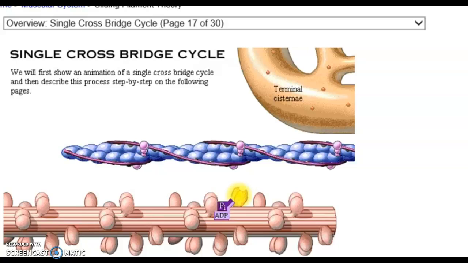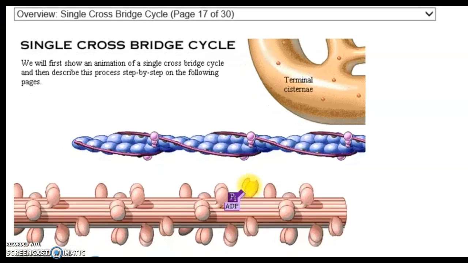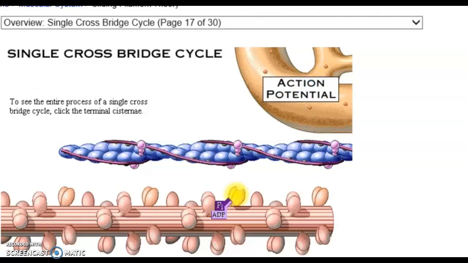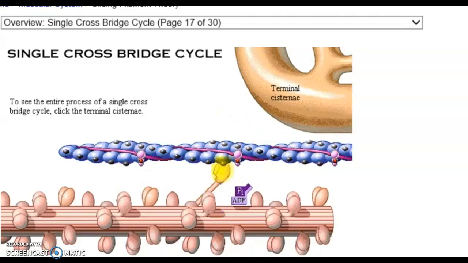Okay, let's watch this event. Hopefully you will have watched the videos previous to my overview of them, but let's watch this event. On the following pages, to see the entire process of cross-bridge cycling, click the terminal cisternae. Here's our action potential, calcium released.